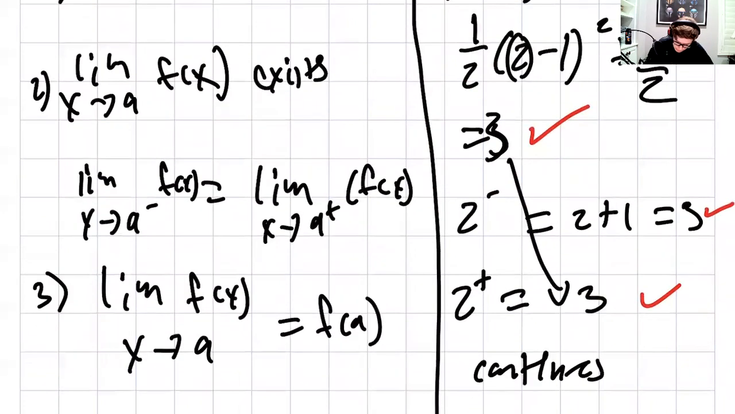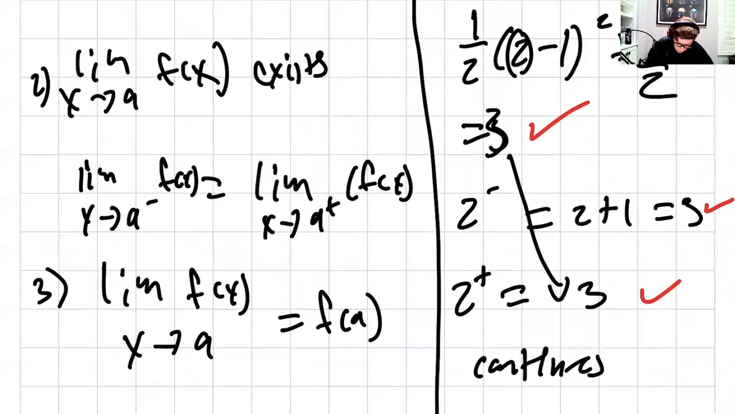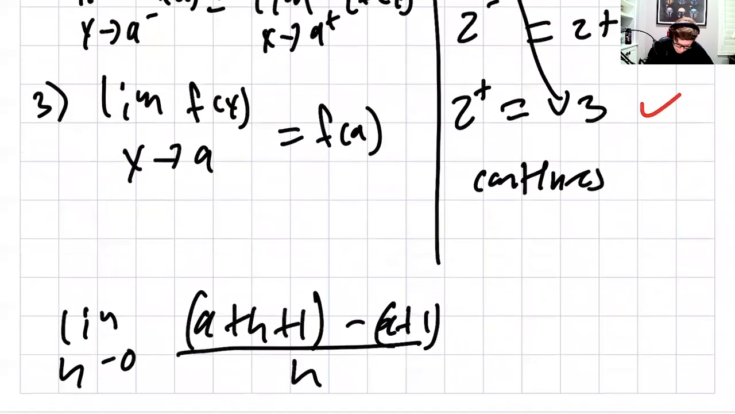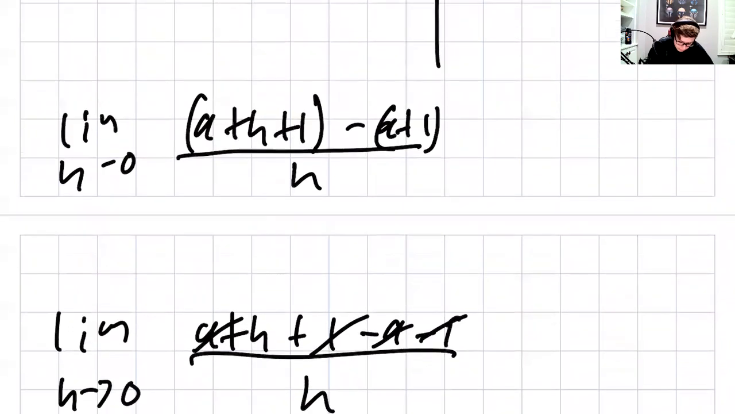So we can just pull that down of 2 plus, which is equal to 3. And since they are equal to each other, that means it's continuous, which satisfies the third condition. So now if we go down here of limit of x approaches 0.